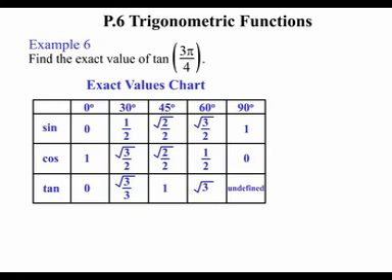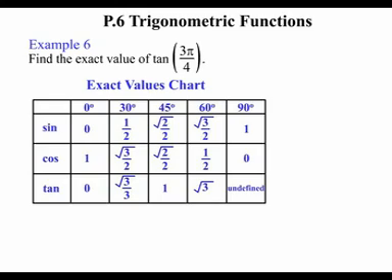And to get tan, all we do is we go sine divided by cos. 0 divided by 1 is 0. 1/2 divided by root 3 over 2. All we do is we multiply by the reciprocal, so we get 1/2 times 2 over root 3. You get 1 over root 3. If you rationalize, you get root 3 over 3. For 45, anything divided by itself is 1, so that's where you get the 1 for tan there. For 60, root 3 over 2 multiplied by 2 over 1 will give you root 3. And for 90, you cannot divide by 0, so it is undefined.